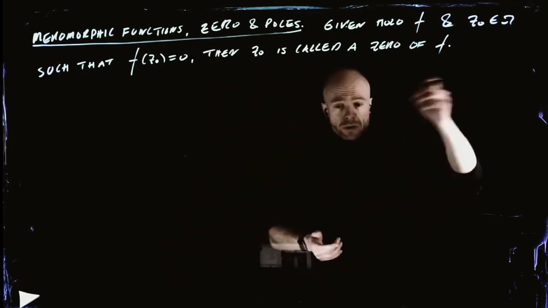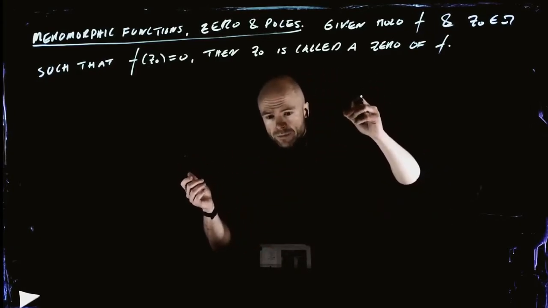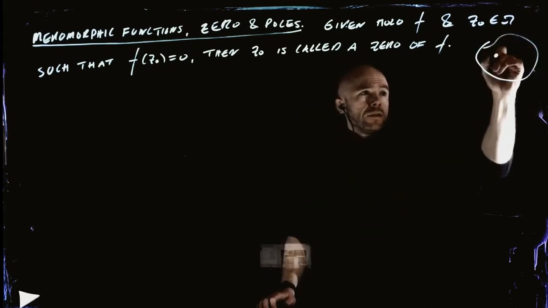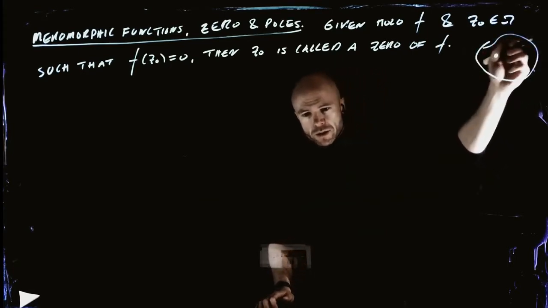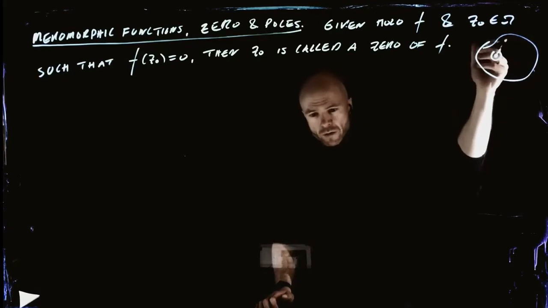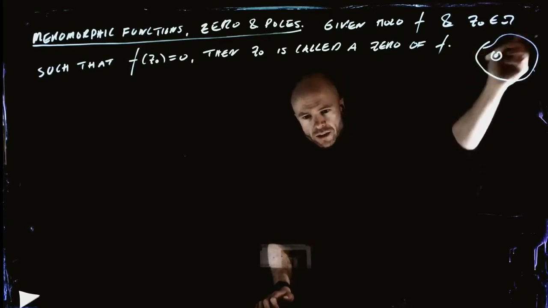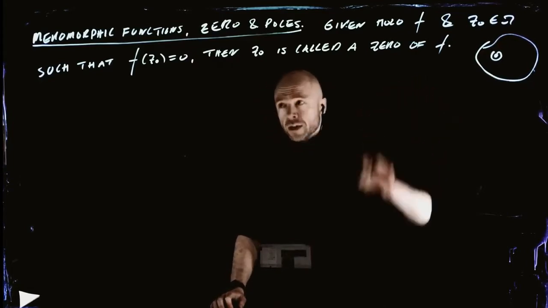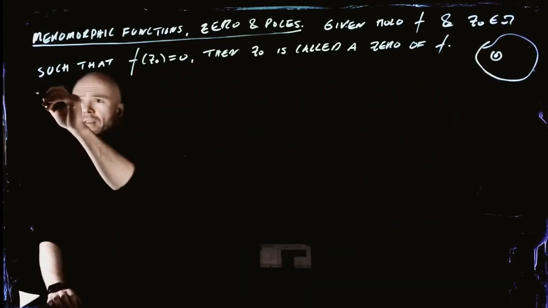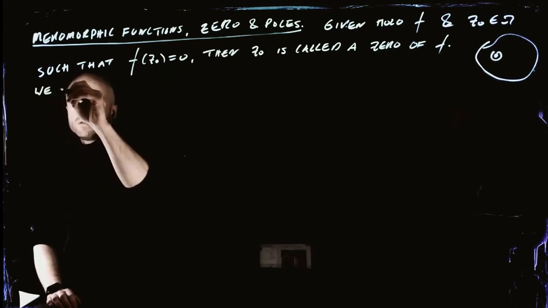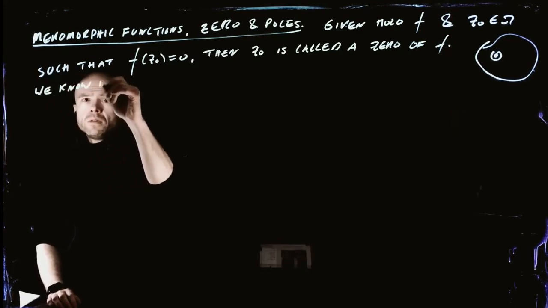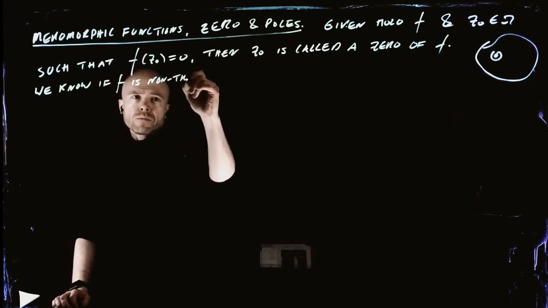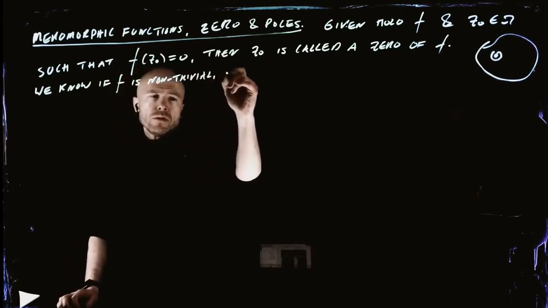So that means that zeros are isolated, right? If we have a 0 inside our set omega, then there is some ball where there's no other 0 around it. Otherwise it has a sequence of zeros converging to it, and the whole thing is equal to 0. So we've learned that if f is non-trivial, zeros are isolated.